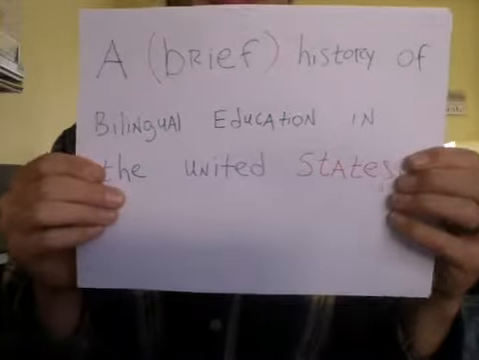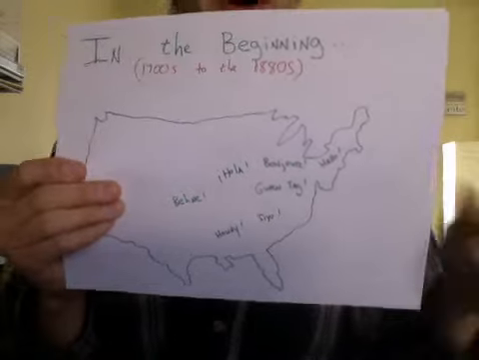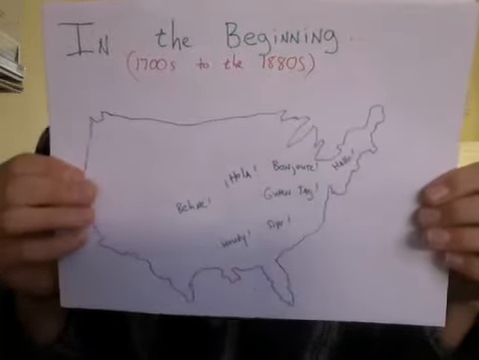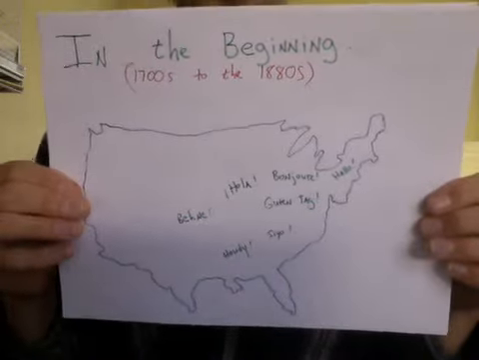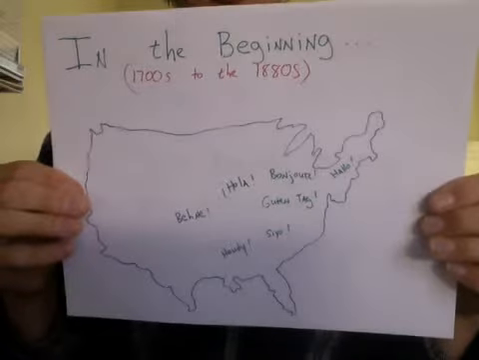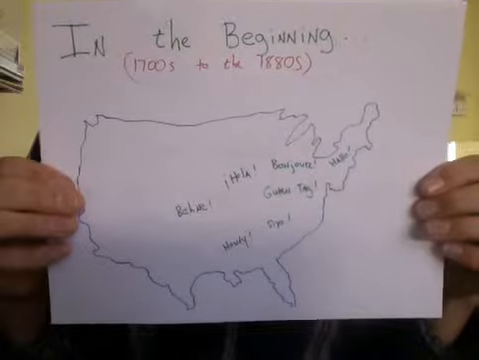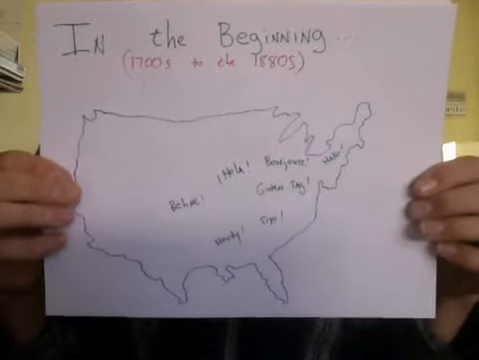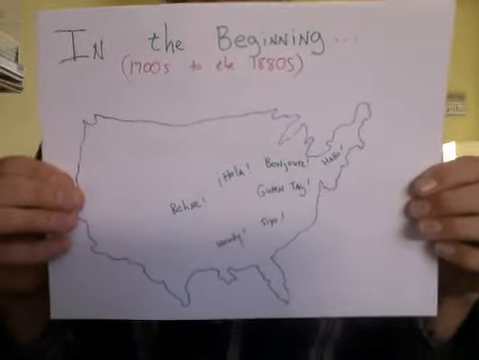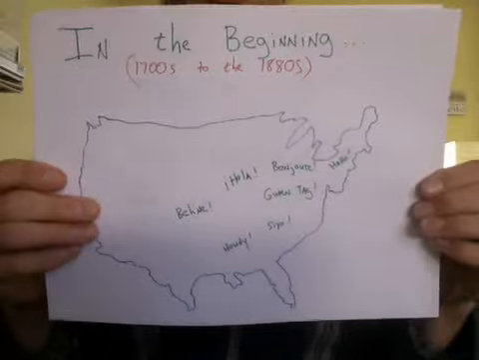A brief history of bilingual ed in the U.S. In the beginning was the permissive period. And in this period, bilingual education occurred by accident from immigrant communities who taught and wrote and spoke and published in their native languages. It occurred by accident, no one really cared, and it wasn't regulated at all.